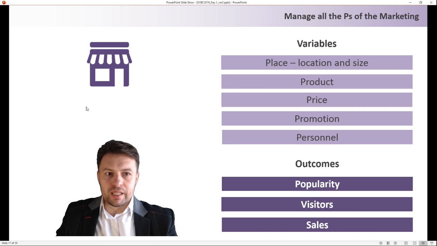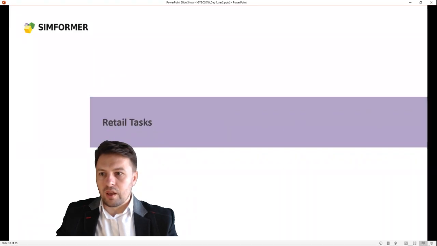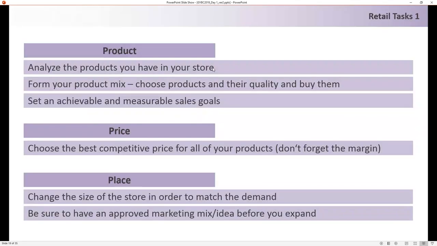Now, let's see what the retail tasks look like. So once again, the slides will be provided together with the video. What you need to go through is product. Get your marketing mix done. You have to choose the products that you can sell profitably, right? So with a proper price, as well as try to set an achievable and measurable sales goal.